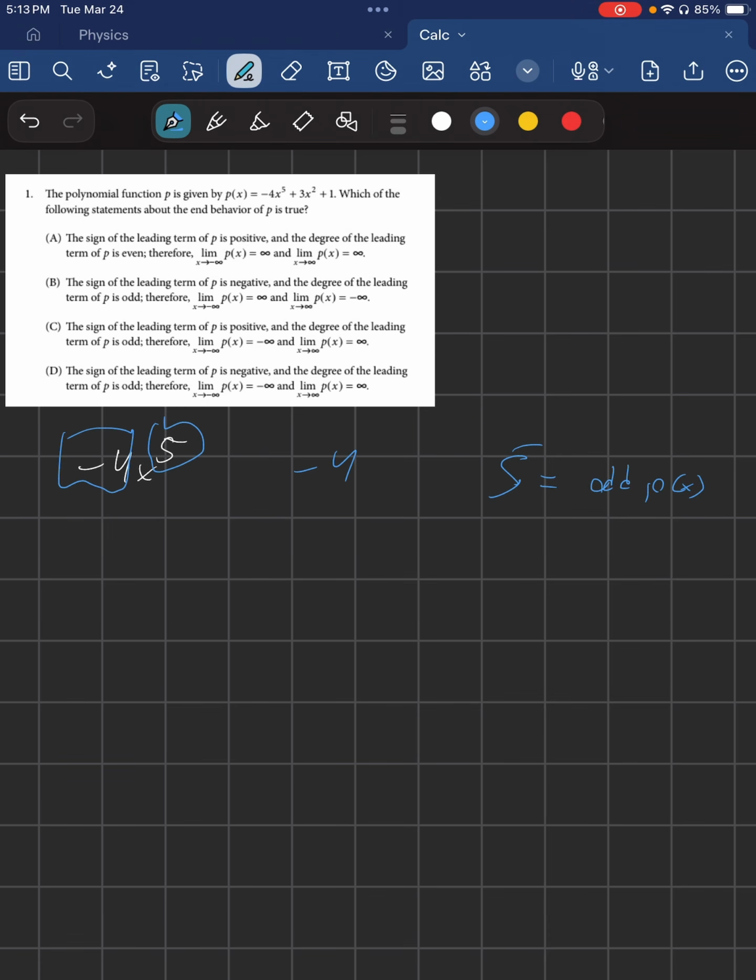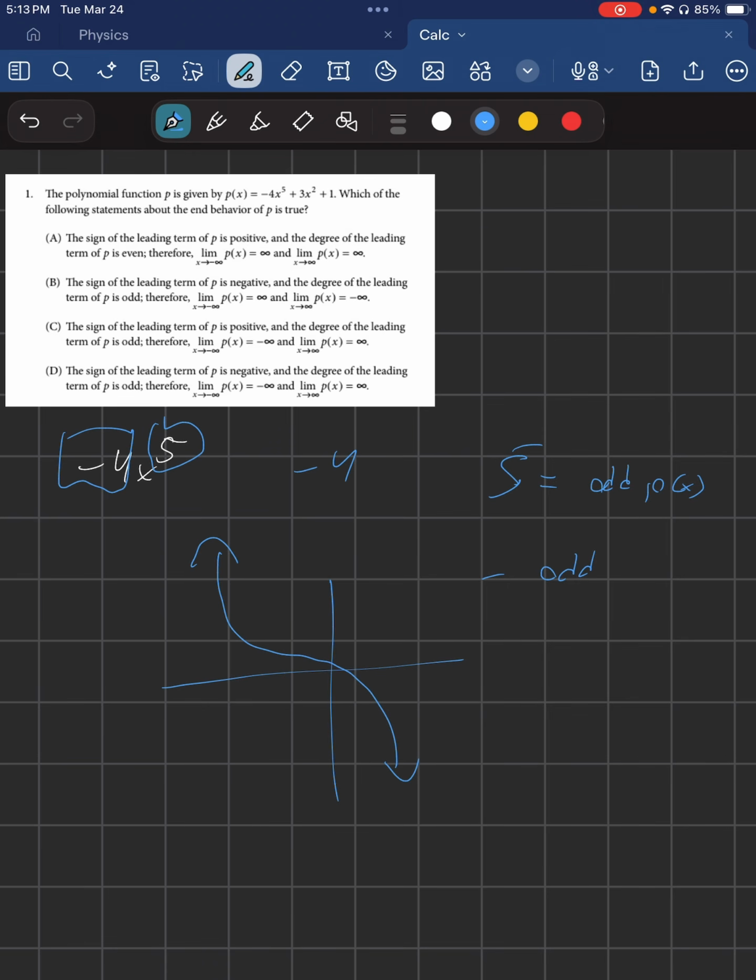And with any function that has a leading coefficient that is negative and a degree that is odd, so negative and odd, our function is going to be looking somewhat like this, okay? This is not what p of x looks like, but this is an odd decreasing function.